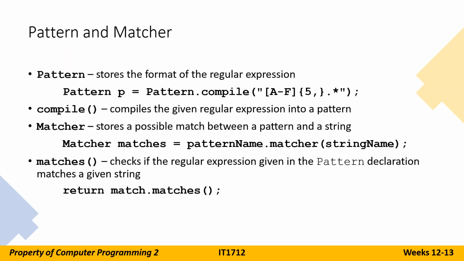Pattern stores the format of the regular expression. Pattern p equals Pattern.compile; compile compiles the given regular expression into a pattern. Matcher stores a possible match between a pattern and a string. Matcher match equals pattern name.matcher(string name); matches checks if the regular expression given in the pattern declaration matches a given string. Return match.matches().